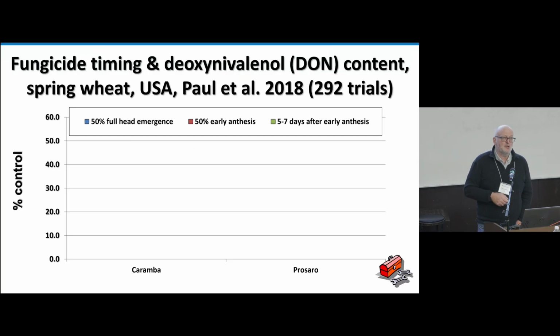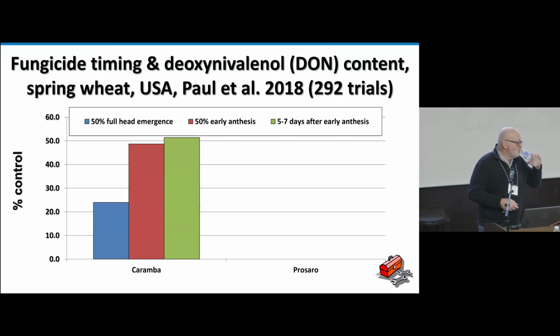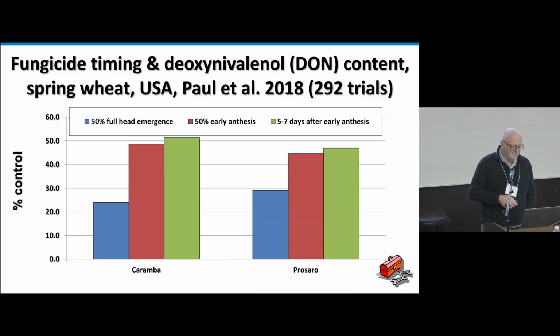What about the states? Well, Pierce Paul at Ohio State did a lot of work and pulled together results from a large number of trials. Overall, they looked at Caramba and Prosero, and the trend again: 50% head emergence, so roughly equivalent, close to the start of the current label window of application, we were maybe at 25% control. We bumped that up to almost 50% control by going in at 50% early anthesis, and then 5 to 7 days after early anthesis was our best level of control. Very similar picture with Prosero.